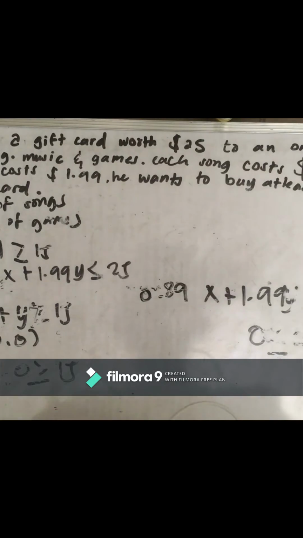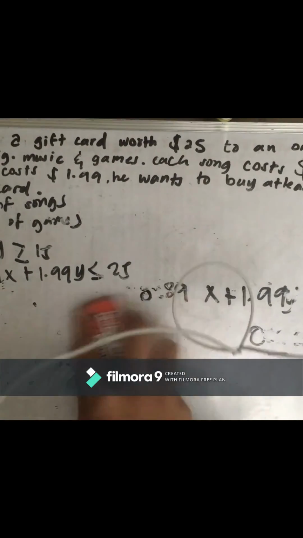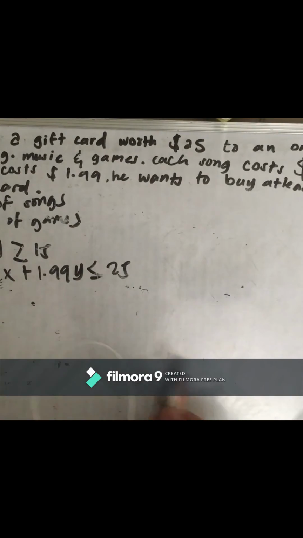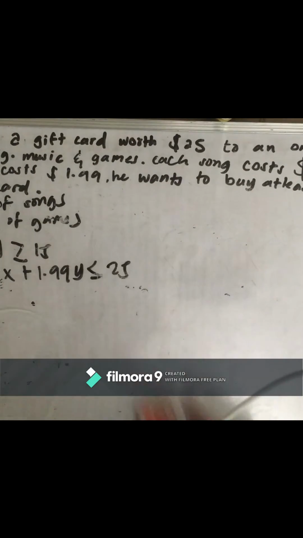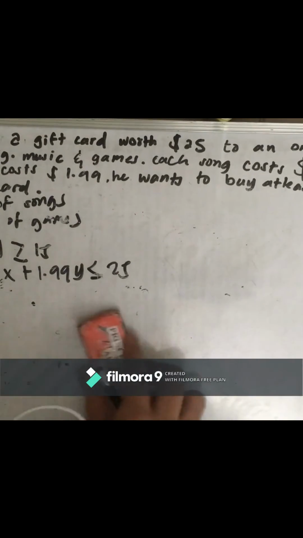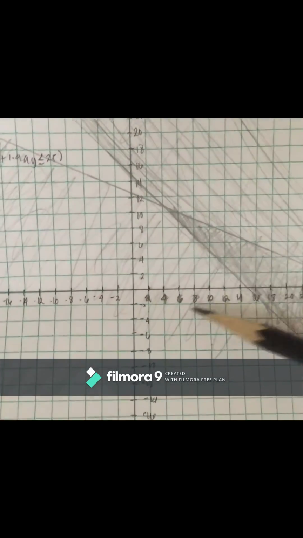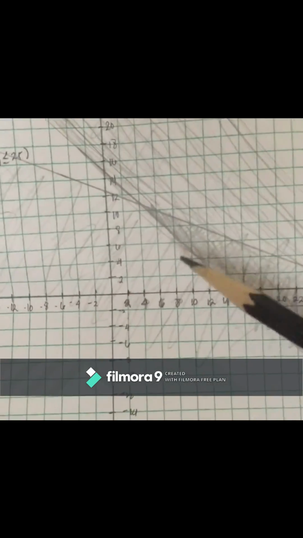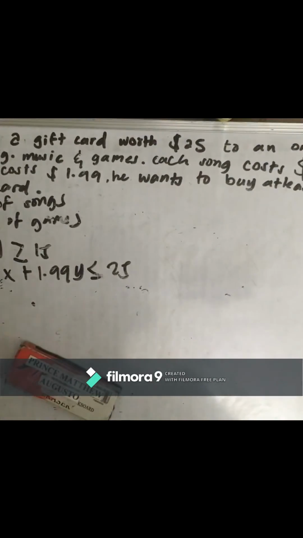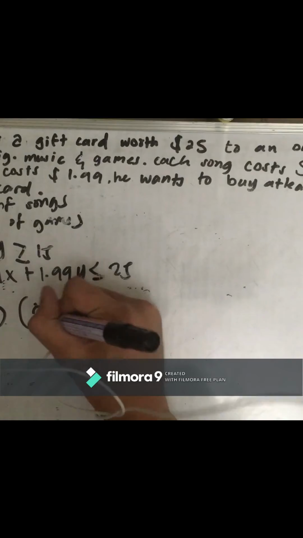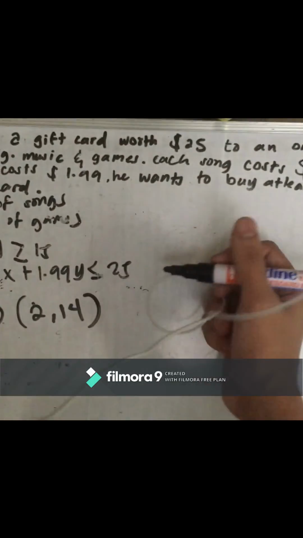Now let's find the possible ways Luis can buy with his card. To find the possible ways, let's choose 2 points in this area of the graph. So I'll choose this point, (2, 14). So point 1, (2, 14). And I'll choose this other point, (4, 14).